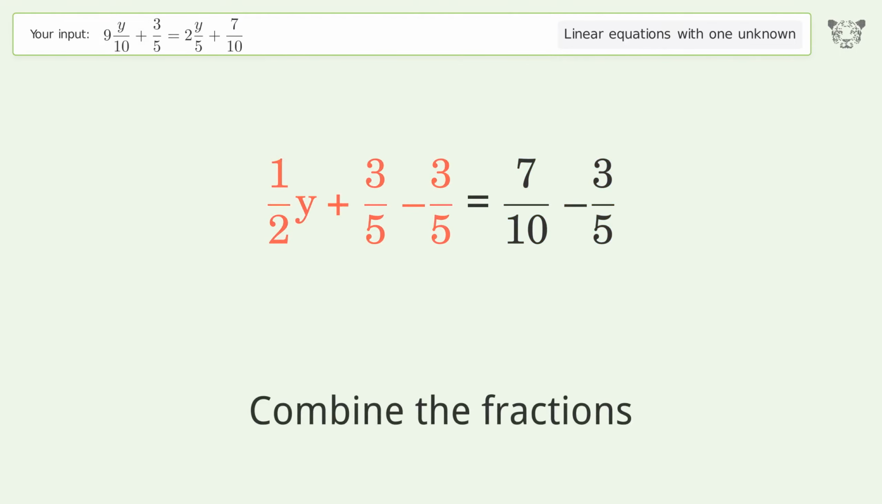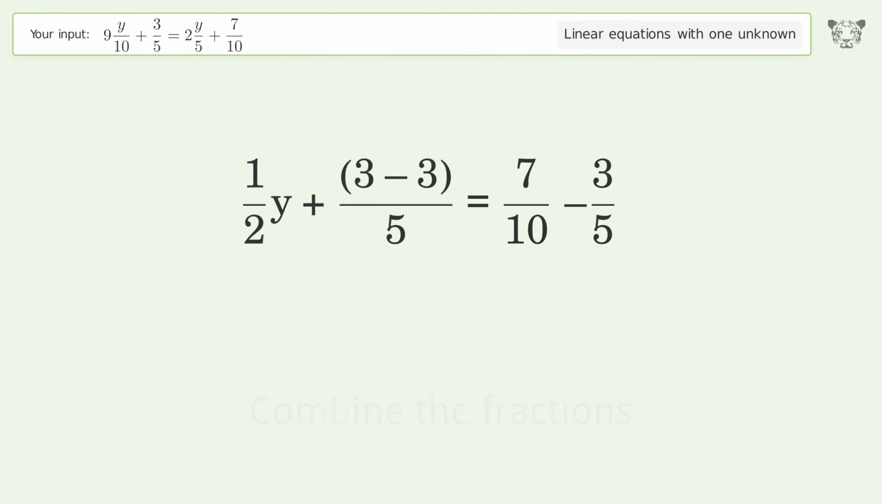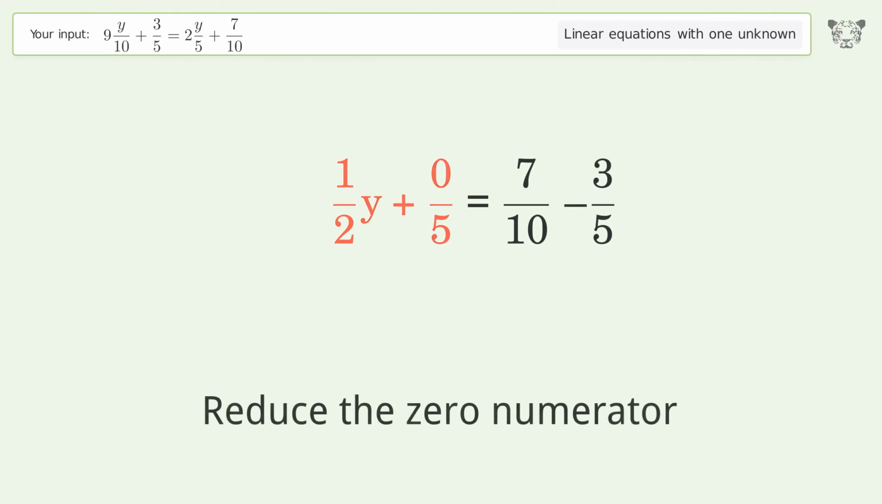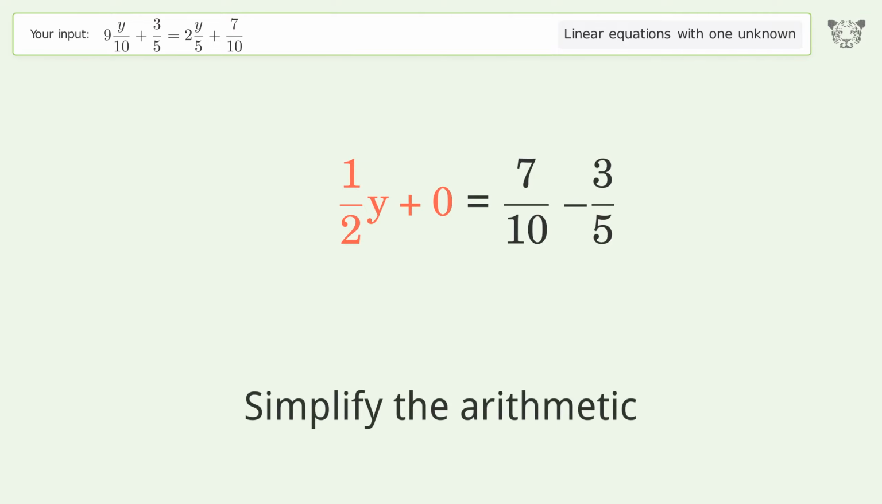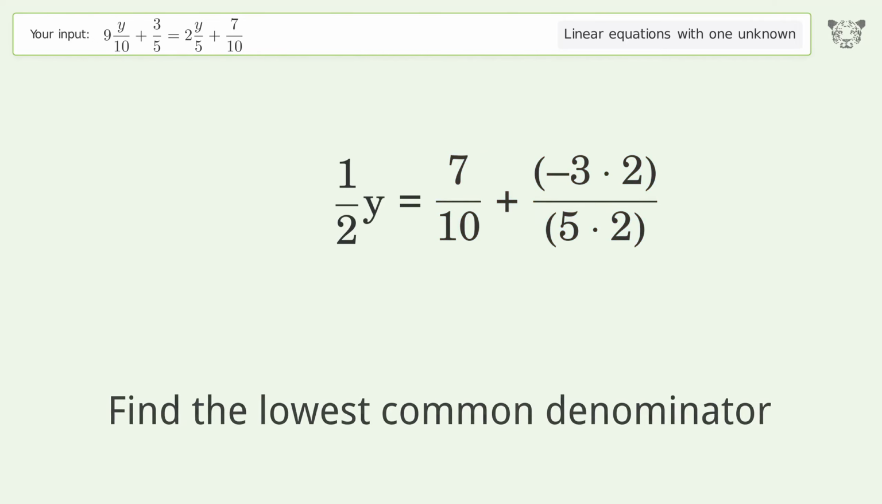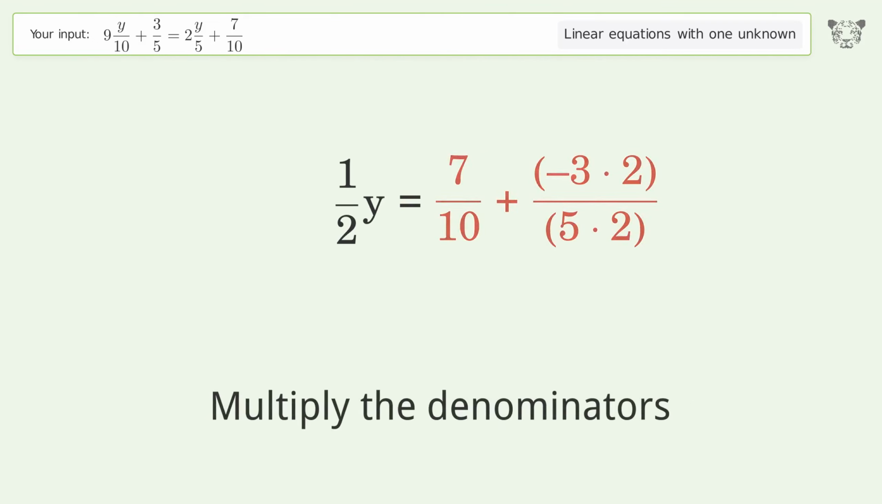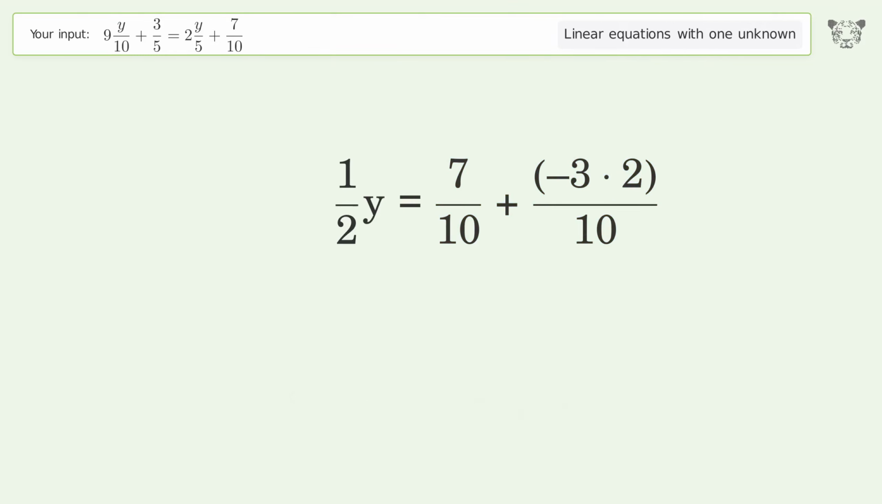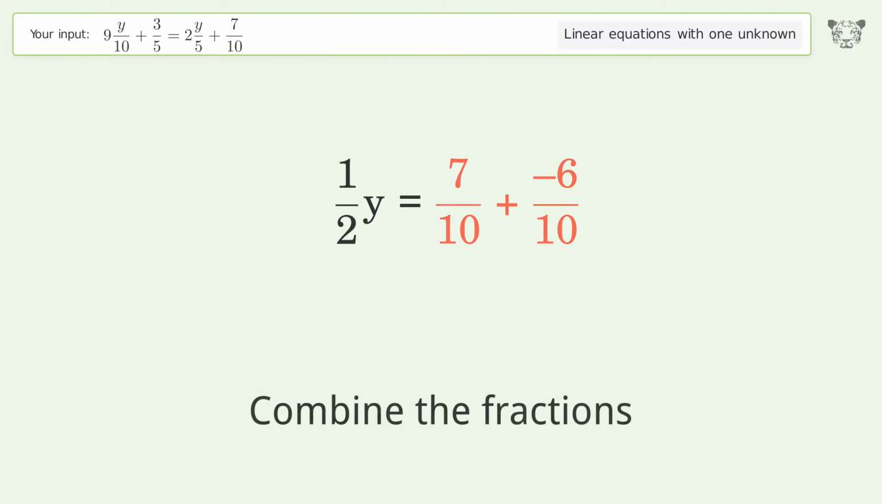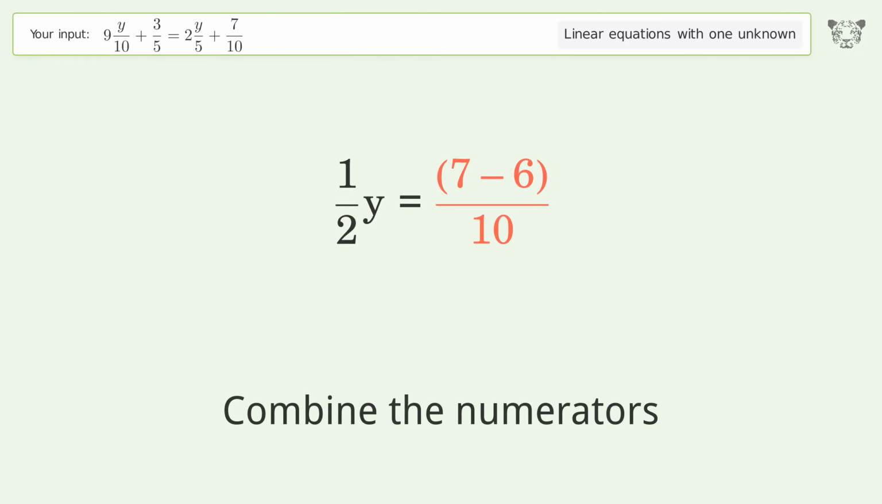Combine the fractions. Combine the numerators. Reduce the zero numerator. Simplify the arithmetic. Find the lowest common denominator. Multiply the denominators. Multiply the numerators. Combine the fractions. Combine the numerators.